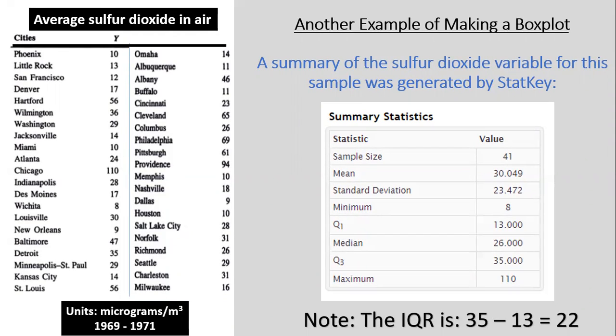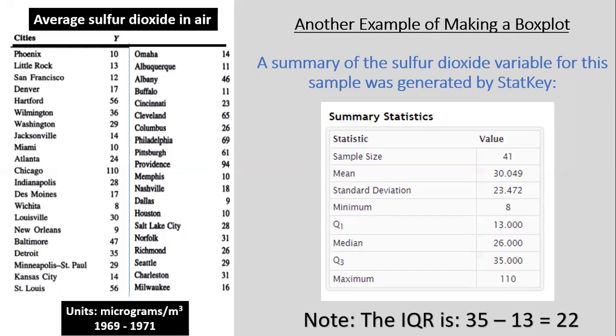And this comes from a data set from the Handbook of Small Data Sets. This was a data set on the average amount of sulfur dioxide in the air for a sample of 41 American cities during the period between 1969 to 1971. You can see the full data set there on the left-hand side. And this is in micrograms per cubic meter.